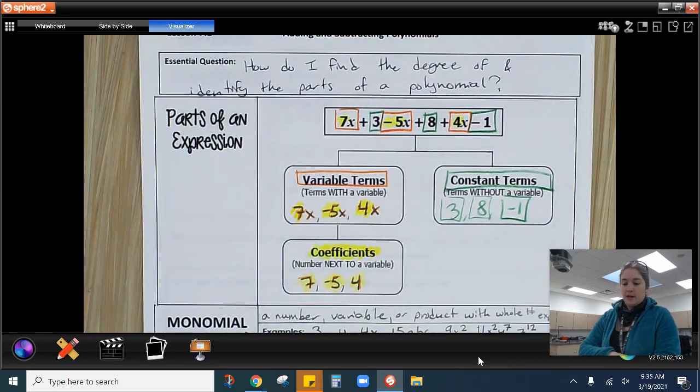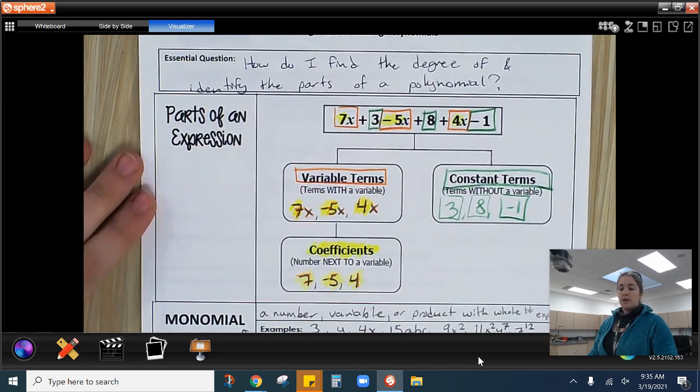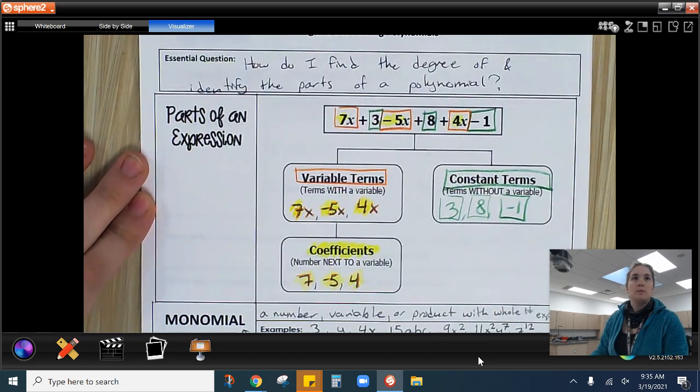Hello, algebra. So today we are starting 7.1. I'm going to break this into two different videos. So we're starting off with how do I find the degree of and identify the parts of a polynomial.